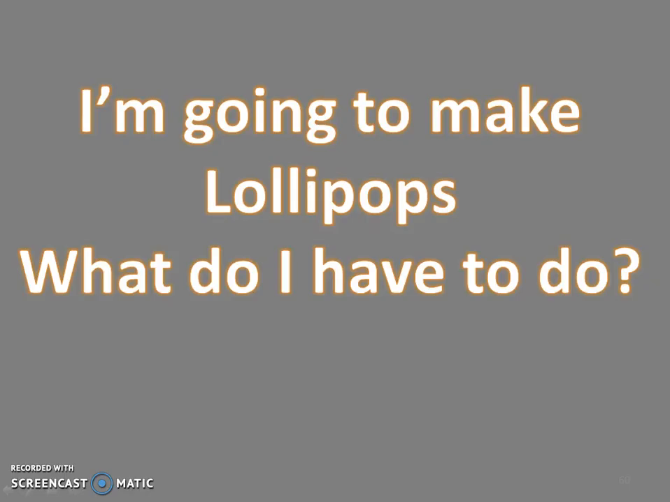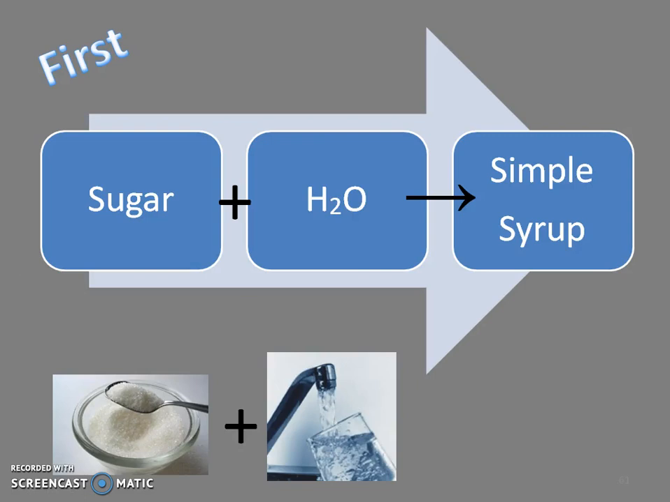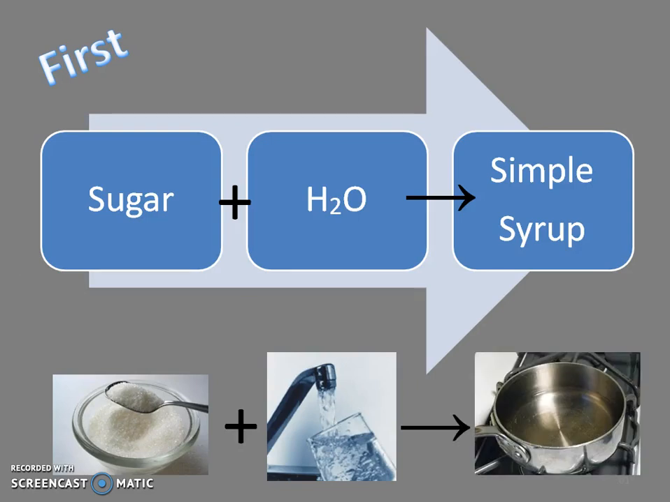So first I have an example. We're going to make some lollipops. Well, what do we have to do? Well, we're going to take some sugar. We're going to add some water. We're going to make a simple syrup. That would be my first step.